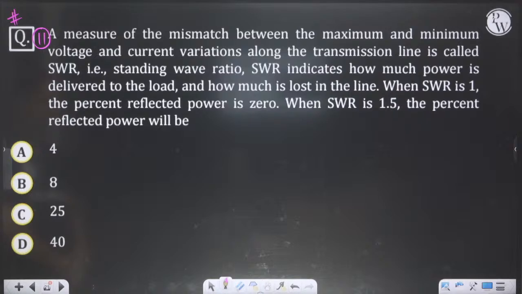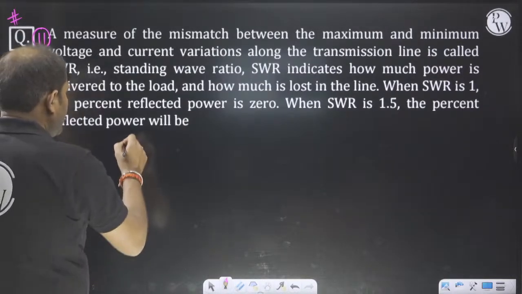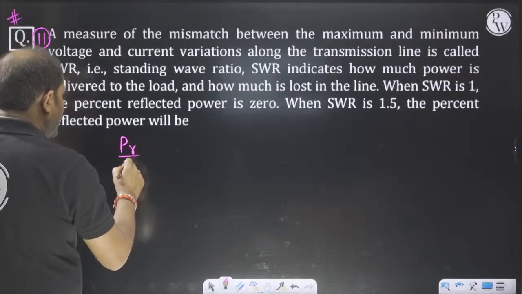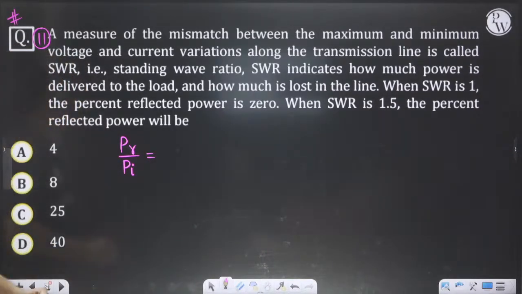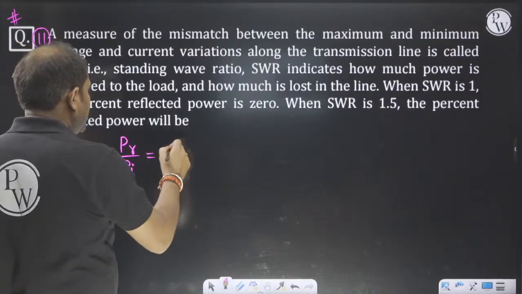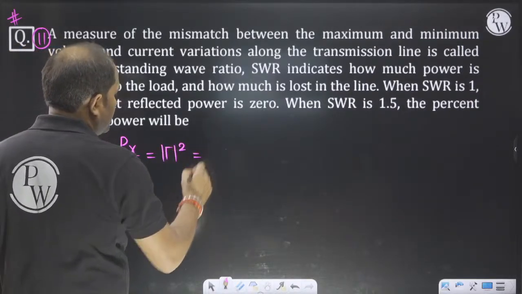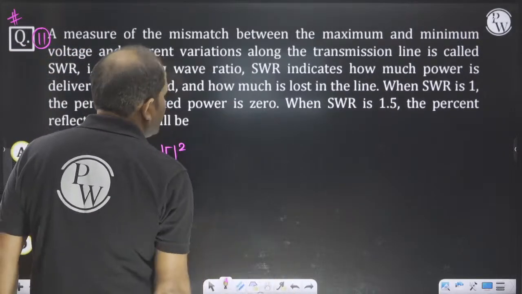SWR indicates how much power is delivered to the load and how much power is lost in the line. When SWR is 1, the percentage of reflected power will be 0. When SWR is equal to 1.5, they are asking the percentage of reflected power. First of all, what is PR upon PI? We will study it in electromagnetic waves. PR upon PI should be gamma square.